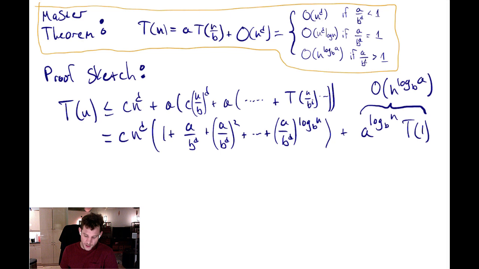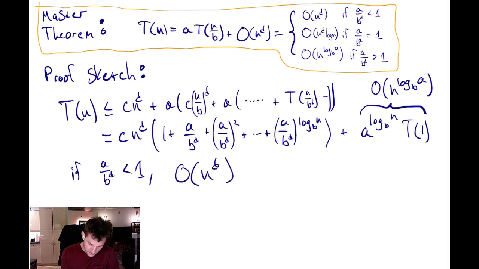So let's also just now consider, let's say, one case. Let's consider the first case. If it's the case that a over b to the d is strictly less than 1, then it's important to notice that this geometric series right here has a base less than 1. That means this whole thing is bounded by a constant. Therefore, this term right here is going to be on the order of n to the d, because this guy right here is a constant. We have n to the d here, and then we have another constant again because a over b to the d is less than 1. So this whole thing is bounded by a constant. Of course, then we have plus O(n^(log base b of a)) from this term up here.